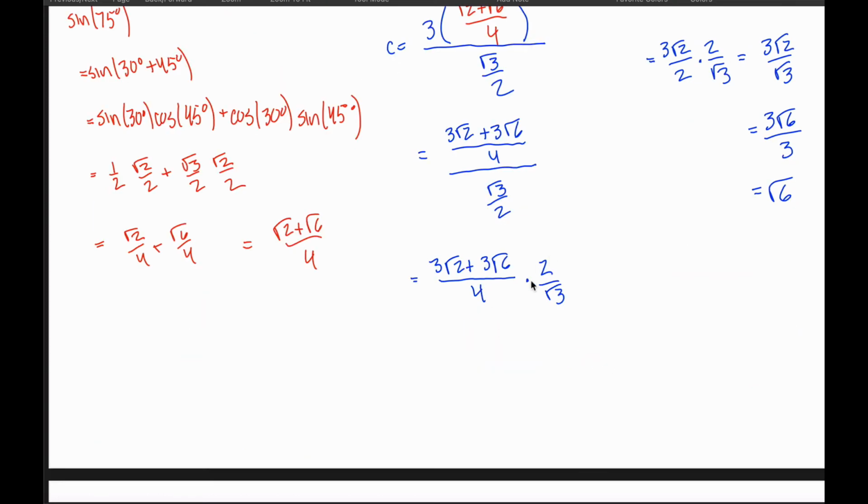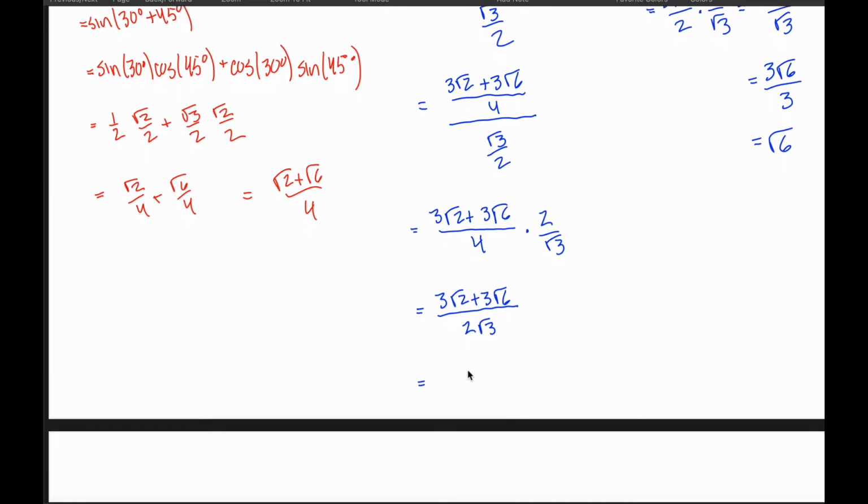So let's see, this 4 and this 2, I can cancel some stuff out. And now this is gone and this is a 2, so I get 2 root 3 in the denominator, which is a pretty good answer, but I guess we should rationalize the denominator, multiply the top and the bottom by the square root of 3. The square root of 3 times this term gives me 3 times the square root of 6, because root 2 times root 3 is root 6.